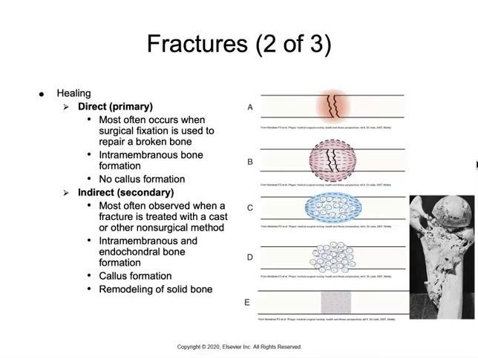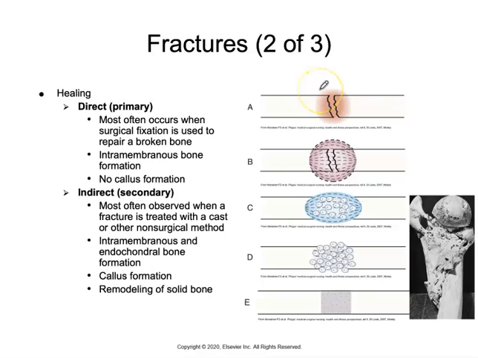Now our indirect method, which is known as our secondary method of bone healing, is going to be observed when the fracture is treated with a cast or another non-surgical method, such as using a splint or something like that. So within this type of method, we will see both intramembranous and endochondral bone formation. And if you remember, endochondral bone formation is when we have that bone form due to an underlying cartilage scaffold. And through this process, we are going to get a callus formation. So since I'm already kind of walking through that process, let's reference this image over here.